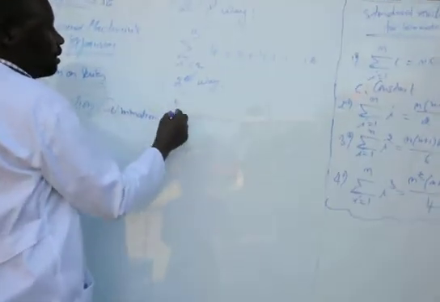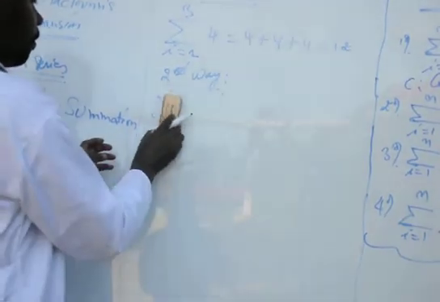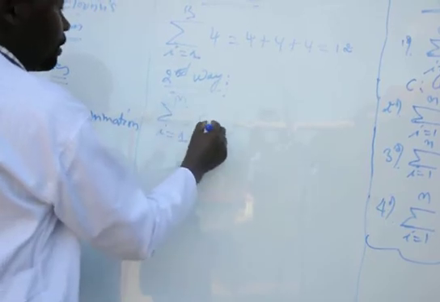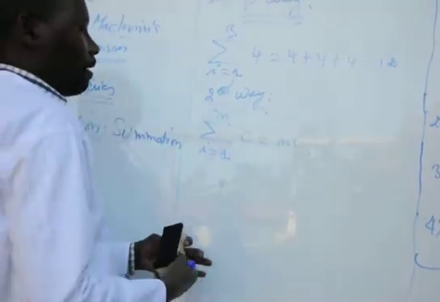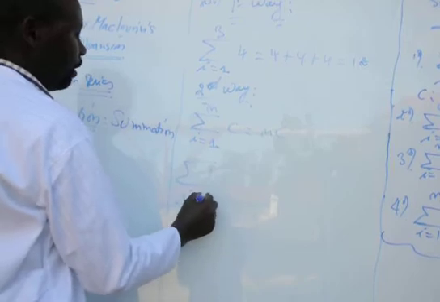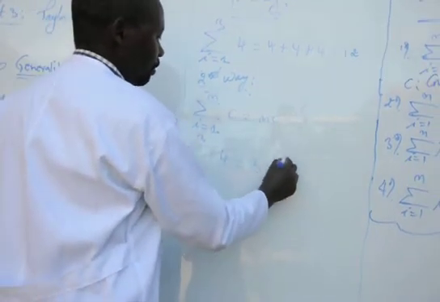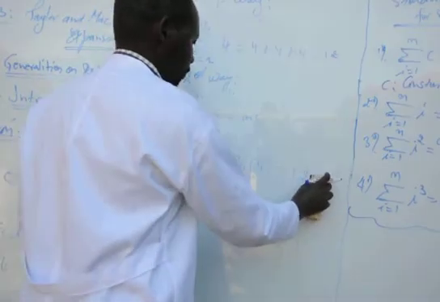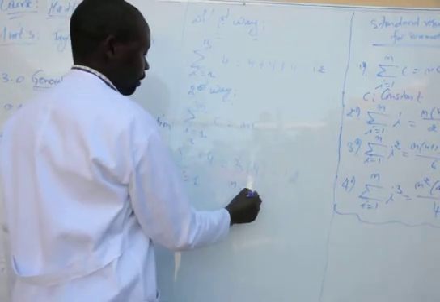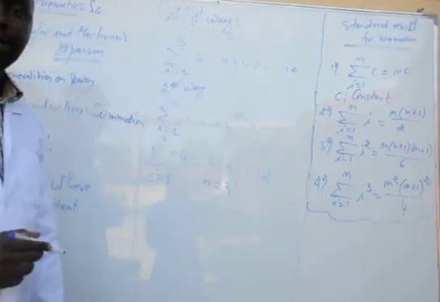We are just on the first. This is the sum of i from 1 up to n of c, which is nc. Here our question is i from 1 up to 3 of 4, which is equal to 3 times 4. This is 12, because n is equal to 3. Now, we observe that this result is the same as this. It means the two ways give the same answer.